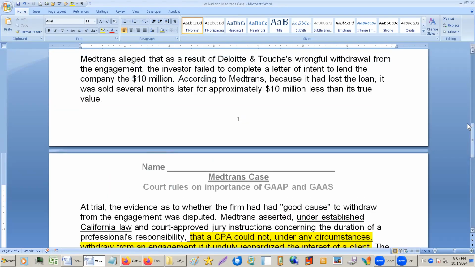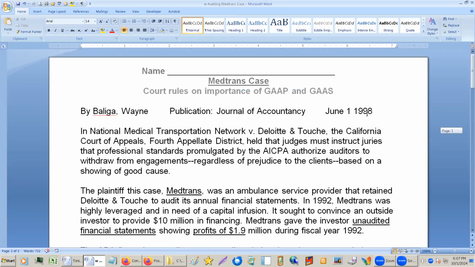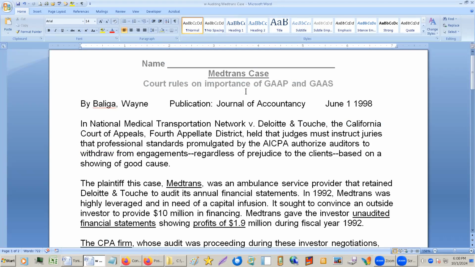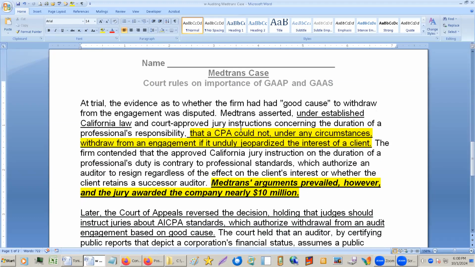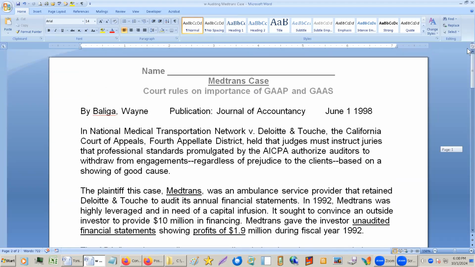Okay, so what a great client. The Medtrans case. This is a very important case because it set the professional standards, the legal professional standards, against the standards of, in this case, the AICPA, but any professional organization. Again, this goes back to what we talked about before.